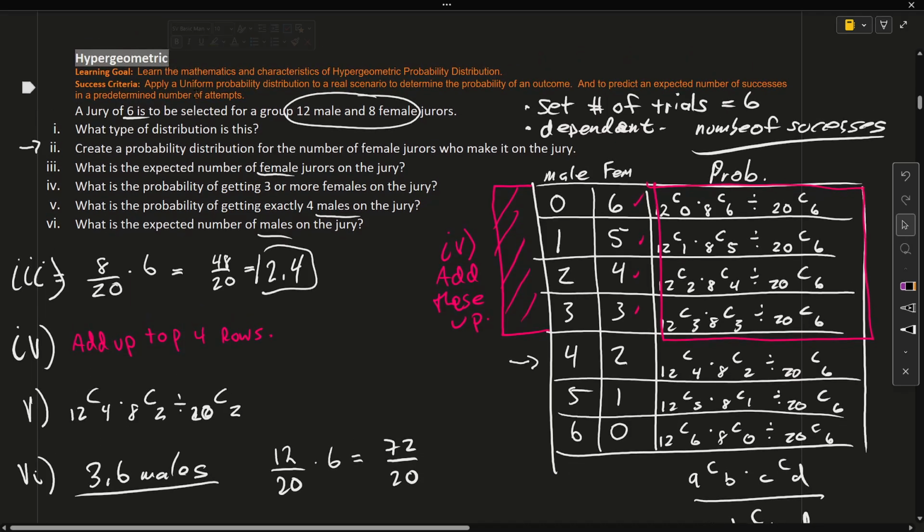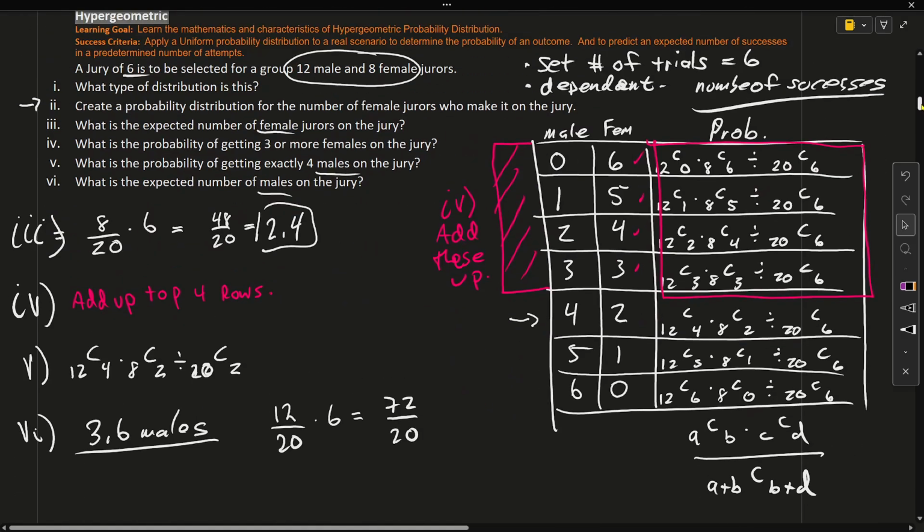So it's kind of like, make sure that you were able to understand the requirements for a hypergeometric distribution or to use it.